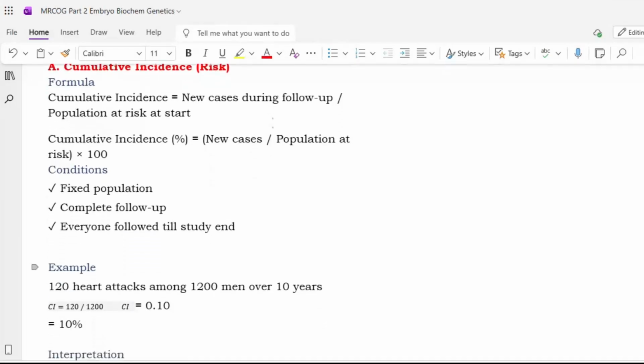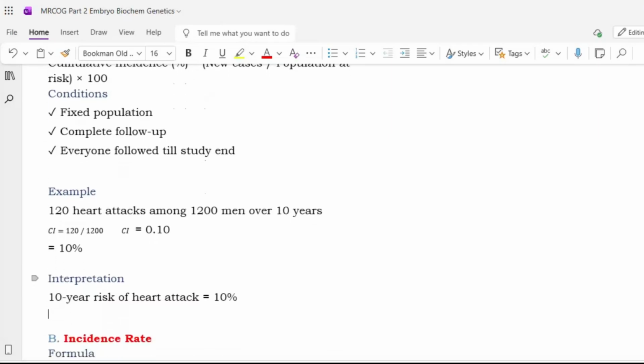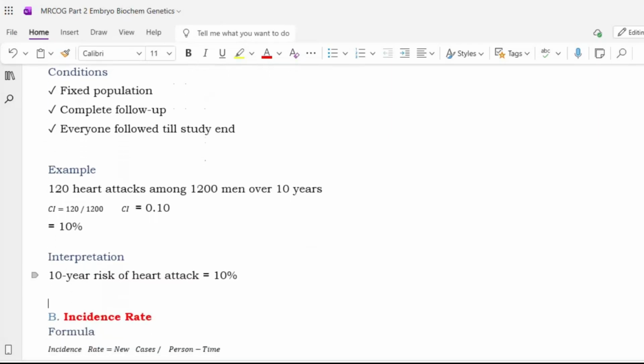For example, 120 heart attacks among 1200 men who are followed for 10 years. Then cumulative incidence will be 120 divided by 1200, so cumulative incidence will be 0.1, that is 10%. So 120 heart attacks developed over a period of 10 years among 1200 men who were followed from the beginning till the end. Then you get a cumulative incidence of 120 divided by 1200, equal to 10%. So the interpretation is: 10-year risk of heart attack is 10%. That is how we interpret.